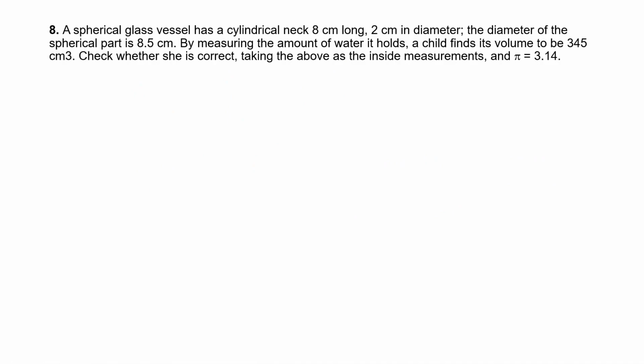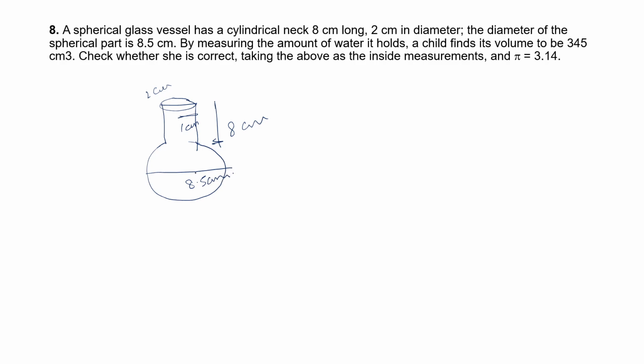So next question, eighth question, a spherical glass vessel has a cylindrical neck. So it's becoming too lengthy, so I'll just explain and you do the calculation by yourself. A spherical glass vessel has a cylindrical neck like this, 8 centimeter long. The length of the cylinder is given 8 centimeter and 2 centimeter in diameter, so the radius will be 1 centimeter. The spherical part diameter is 8.5 centimeter.